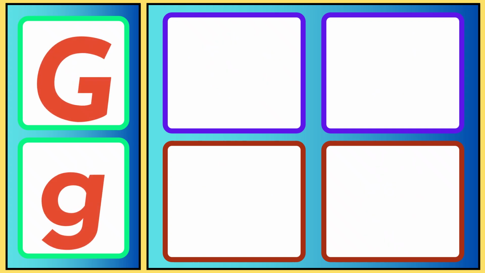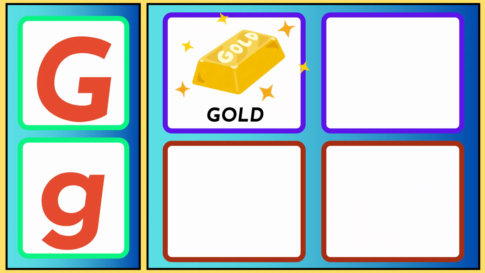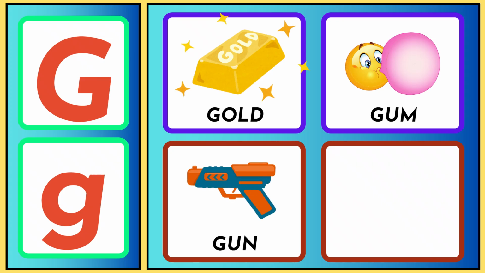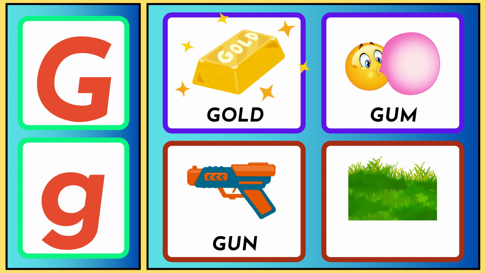Letter G. G sounds like G. G is for gold. G. Gum. G. Gun. G. Grass. G.